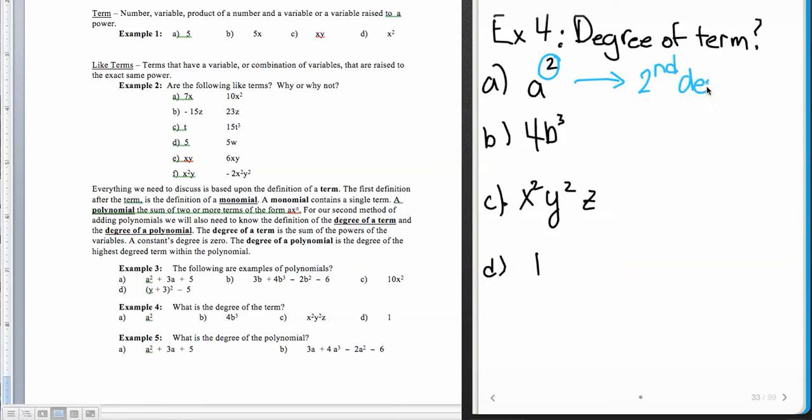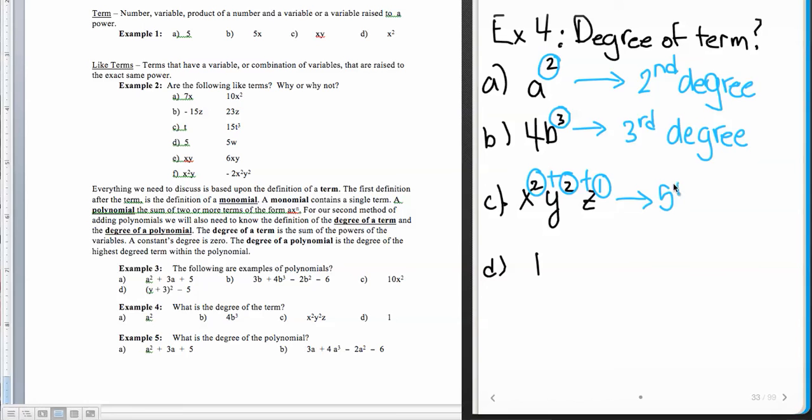Now we usually use ordinal numbers to describe the degree of a term. Ordinal means that it has the first or second or third, those terminologies with it. Our next one, we see the exponent is a 3, and therefore this is going to be a third degree term. And finally, we're looking at a term that has multiple variables in it, and when we have multiple variables, we're going to add up all of these. So we're going to say this degree is 2 plus 2 plus 1, which means that we have a fifth degree term.